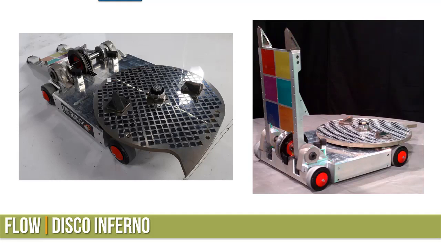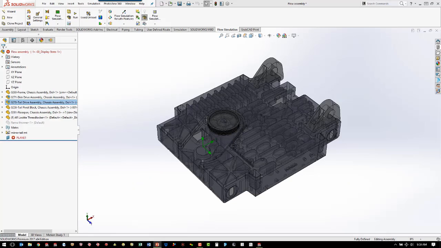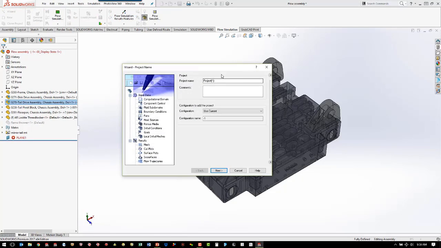Today's session is going to look at the Disco Inferno BattleBot, and we're going to run two different flow analyses on our robot. The first is going to be the temperature and heat generated from the motors inside of the BattleBot. We're going to create our flow simulation using the wizard.